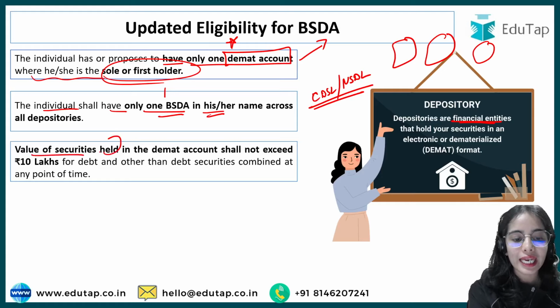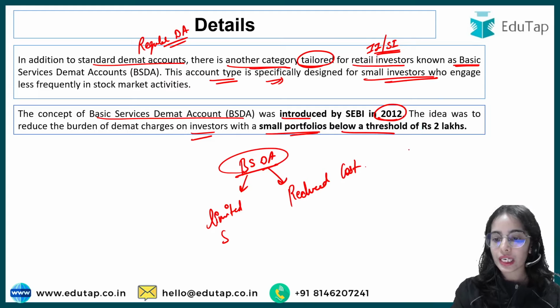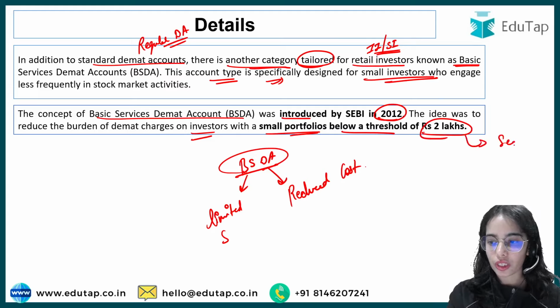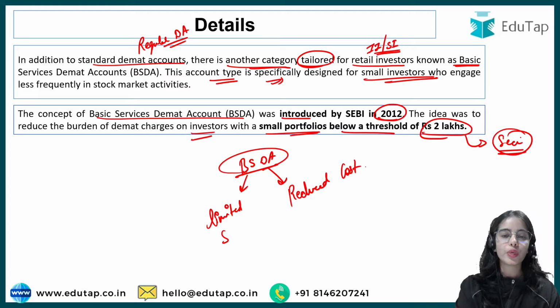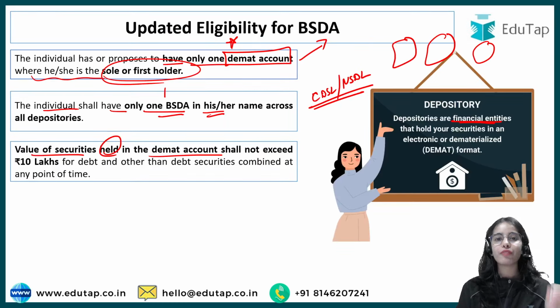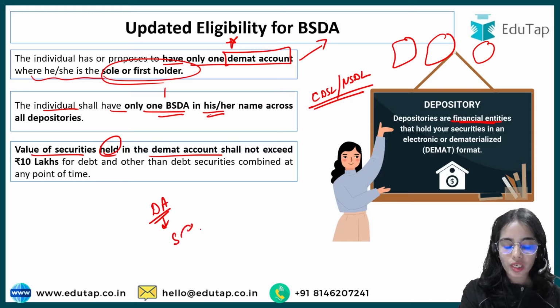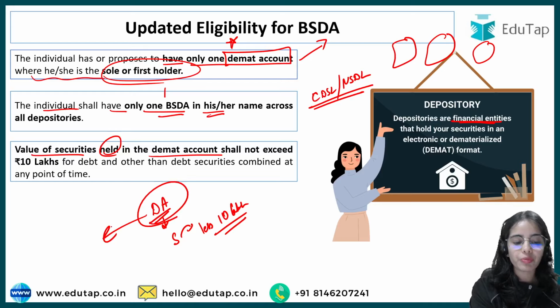Value of securities held in the demat account. So before, the criteria was that if you have less than rupees 2 lakh worth of the securities, then you can have the BSDA. Then your account will be considered as the basic service demat account. But now the eligibility criteria has been updated that the value of securities that is held in the demat account shall not exceed rupees 10 lakh. Okay. So if you have a demat account in which you are holding the securities that are worth less than 10 lakh rupees, then this demat account can be considered as the basic services demat account, okay?